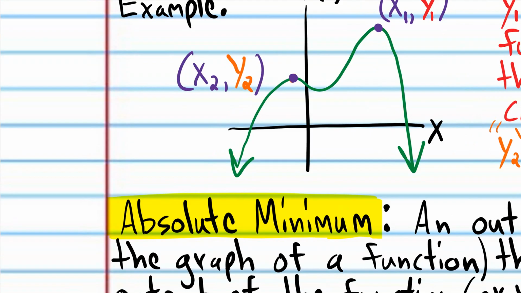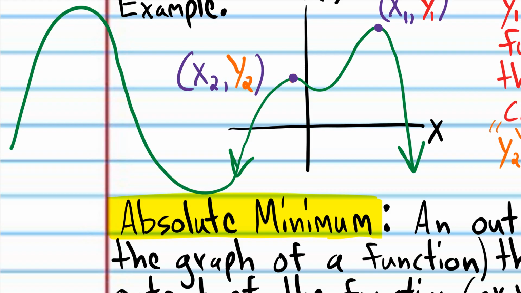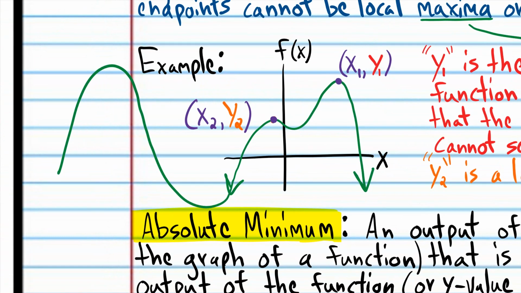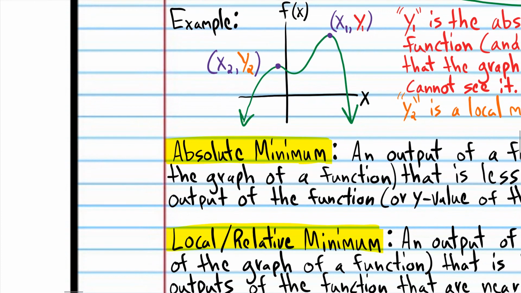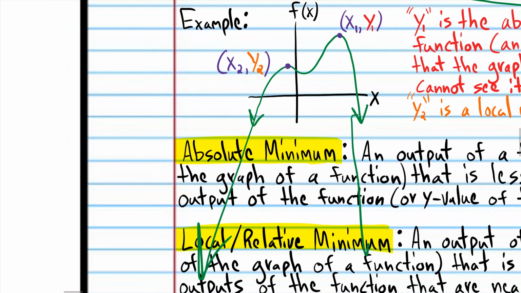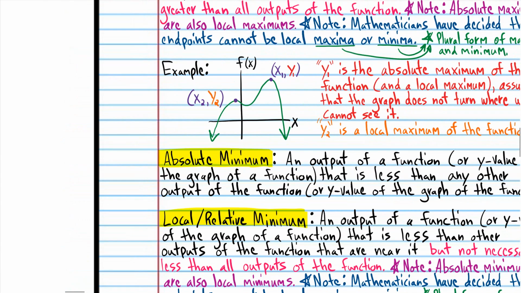Also, we're assuming that this graph does not turn and go up and down like so, because then obviously this y value would not be the absolute maximum value. We're assuming that the graph proceeds as the arrows indicate in that direction on both sides. So let's do some practice problems.